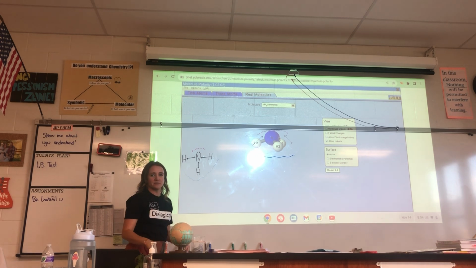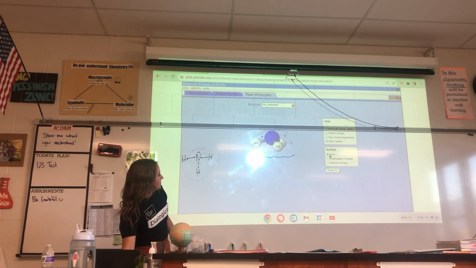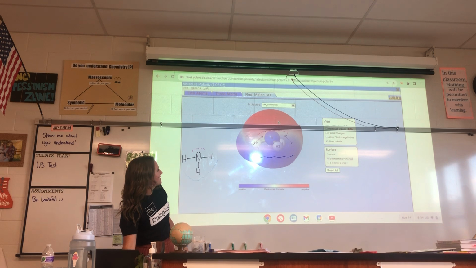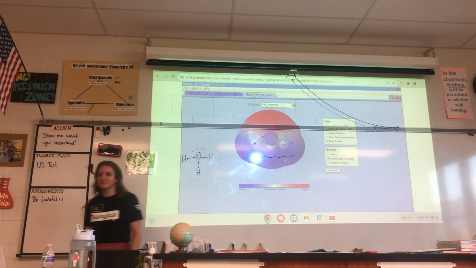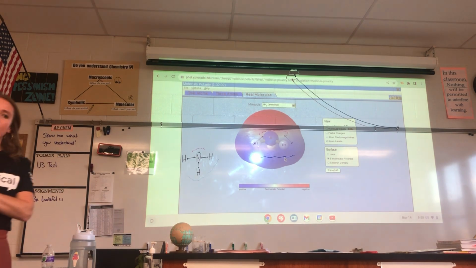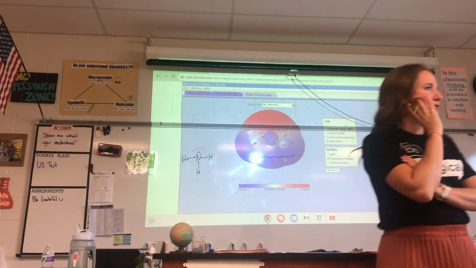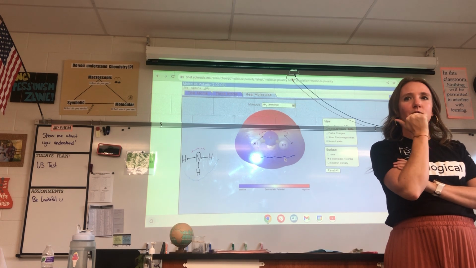What I'm going to be looking for is the colors. Here it is in our simulation, so see the red. Okay, any questions that we didn't answer that people still have about identifying if something is polar or non-polar?